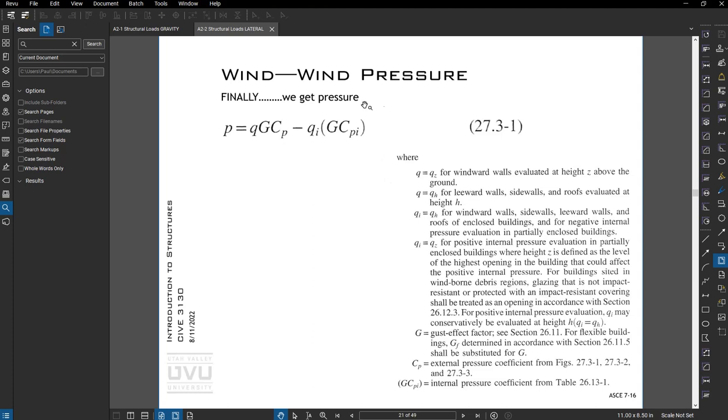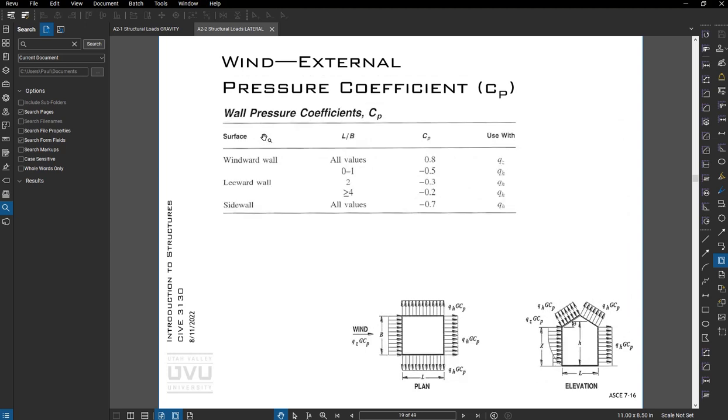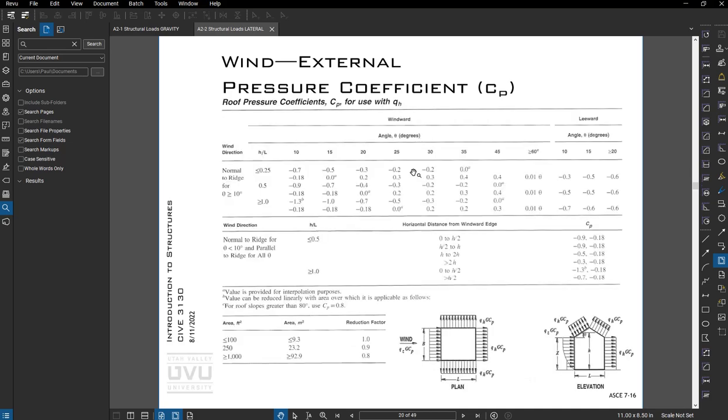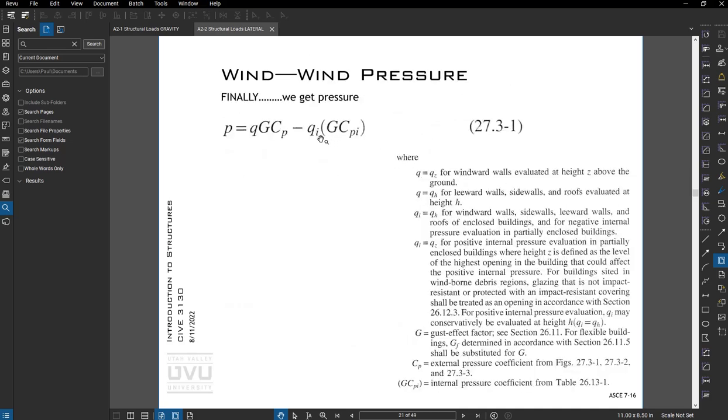But at the end of the day, we get pressure, which is our pressure we calculated before, times G sub P, or GCP. G comes from the gust factor we talked about earlier. C sub P comes from here. And then we have the internal pressure, which a lot of times we're just going to use the same as for the windward wall, times the CPI, which is 0.18 for a partially or fully enclosed building. But remember, it's plus or minus.